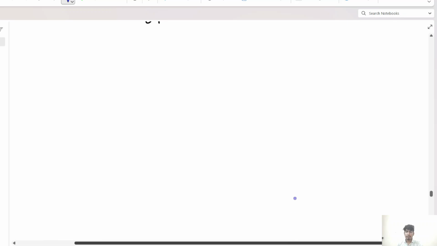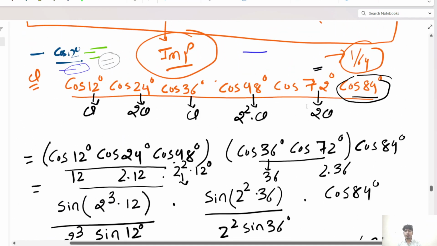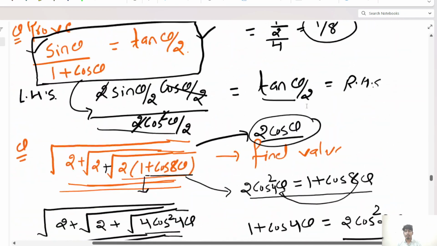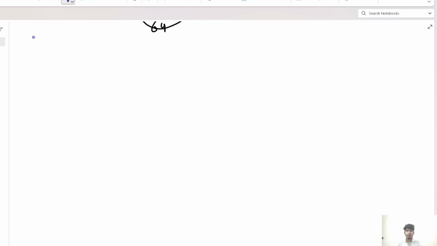Hello students, in the previous class we did some examples. This example we did in the previous class. In this class we will do another example and the theory part.